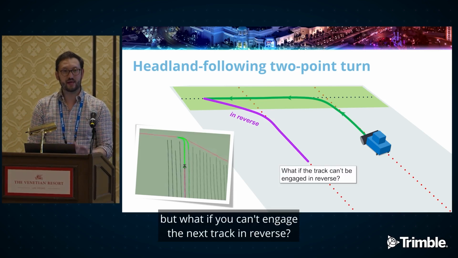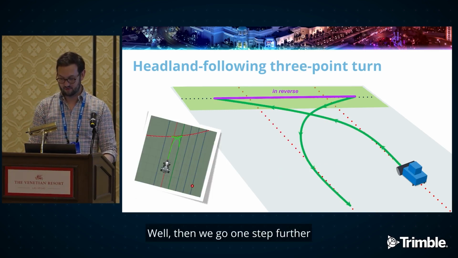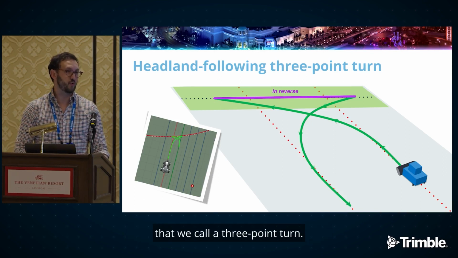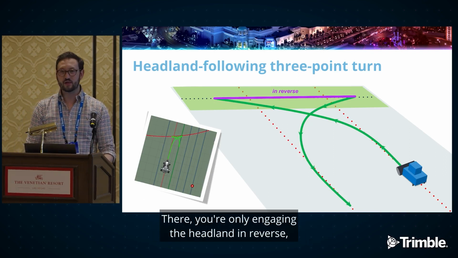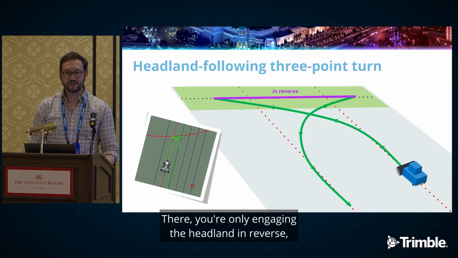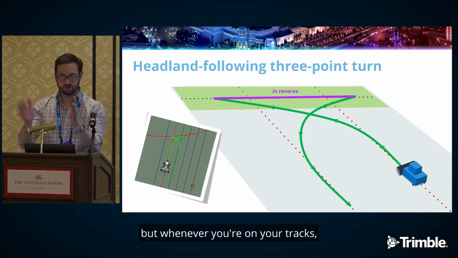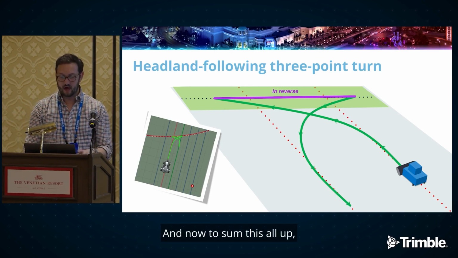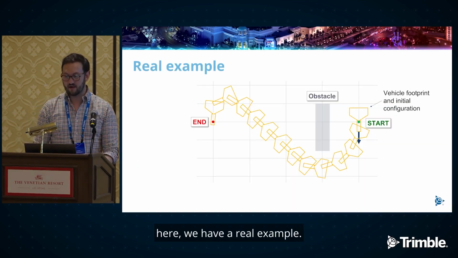But what if you can't engage the next track in reverse? Well, then we go one step further, and we end up with a more complex turn that we call a three-point turn. There, you're only engaging the headland in reverse, but whenever you're on your tracks, you're going forward, which is great.